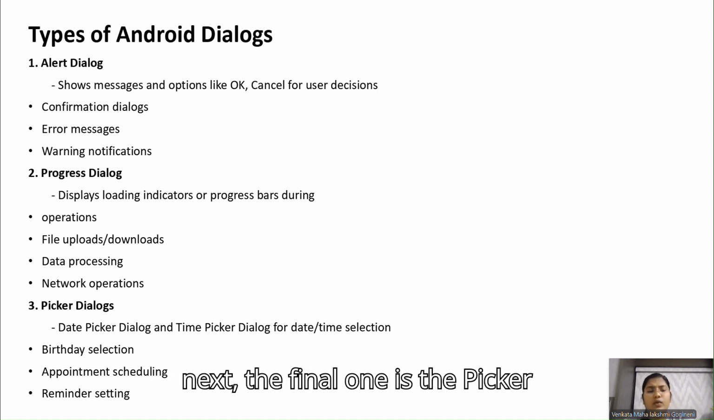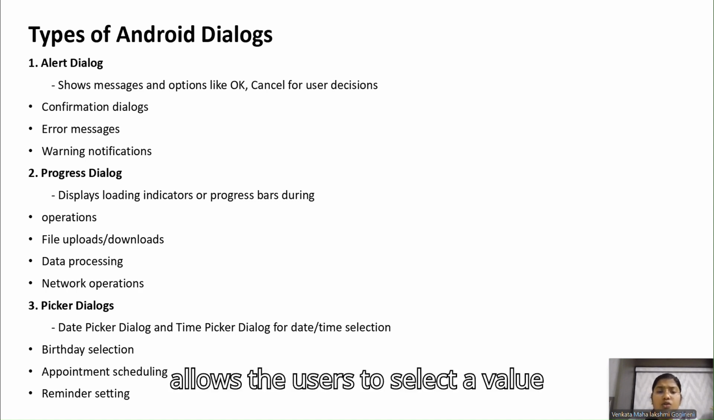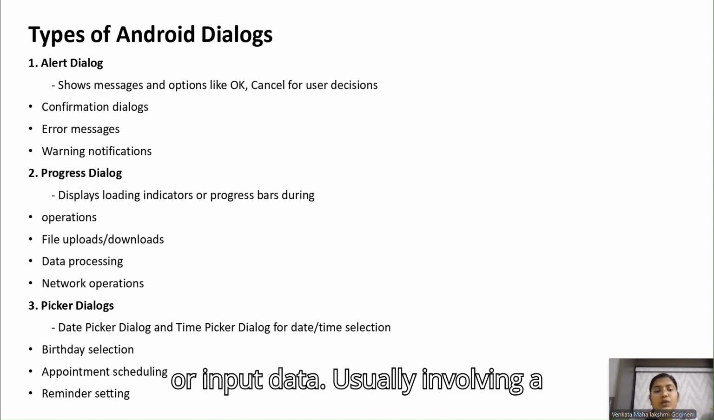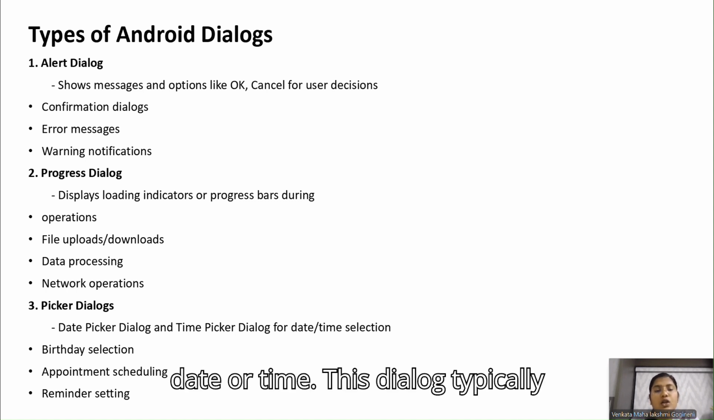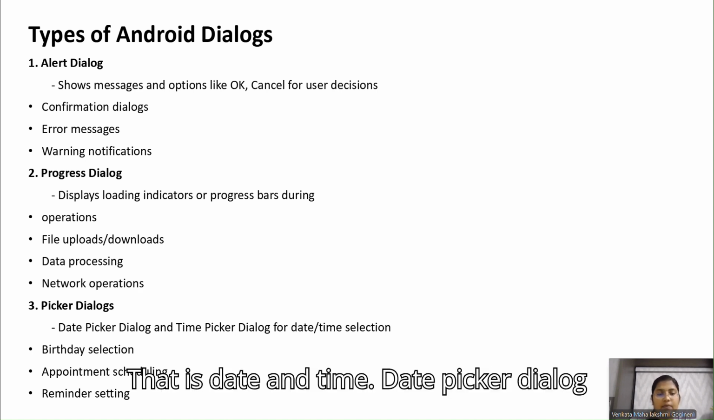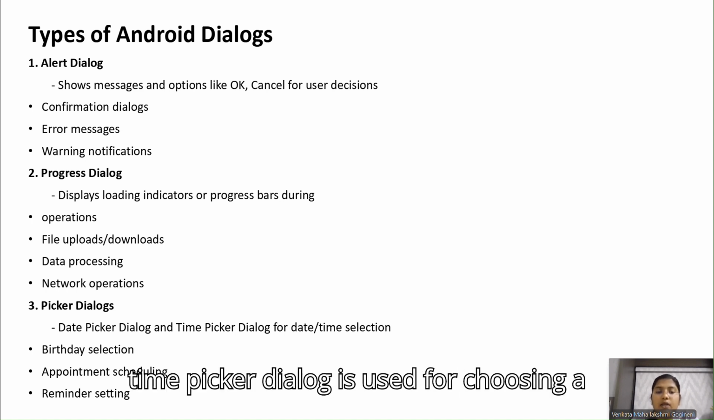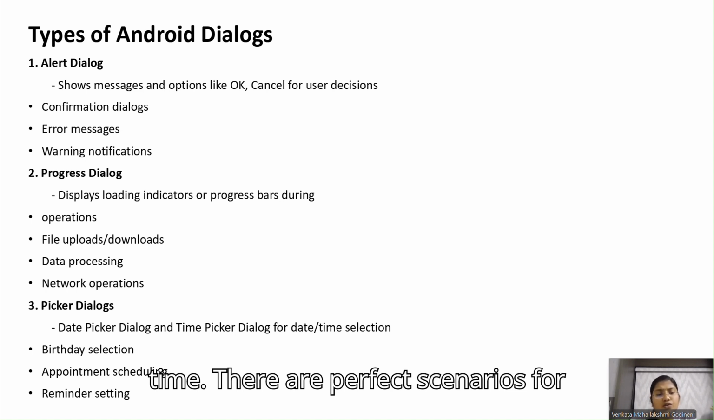And the final one is the picker dialogues. Picker dialogues allow the users to select a value or input data, usually involving a date or time. This type typically includes two kinds of picker dialogues, that is date and time. The date picker dialog is used to select a specific date, and the time picker dialog is used for choosing a time. There are perfect scenarios for this.